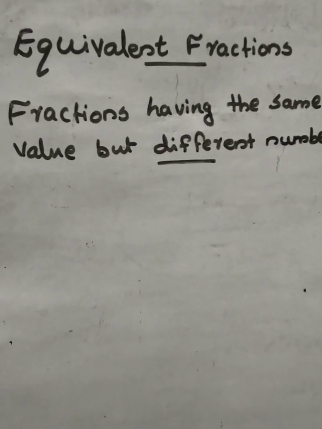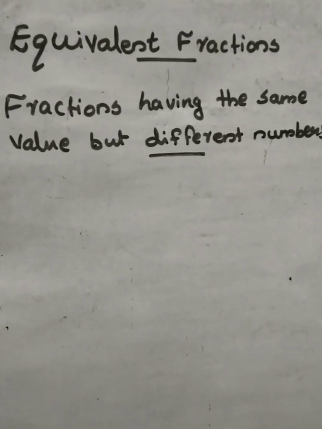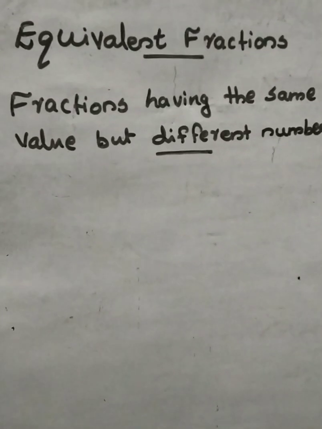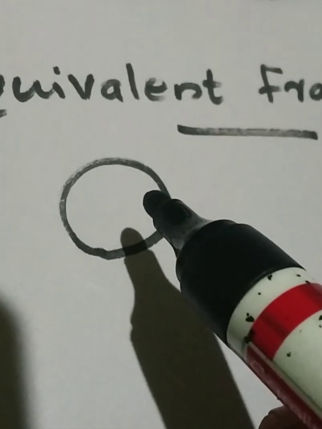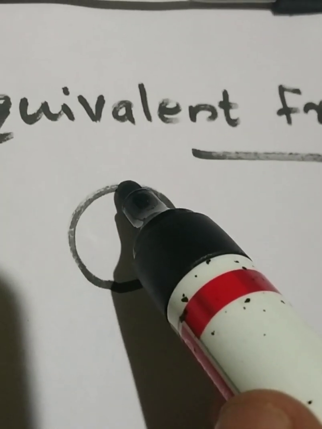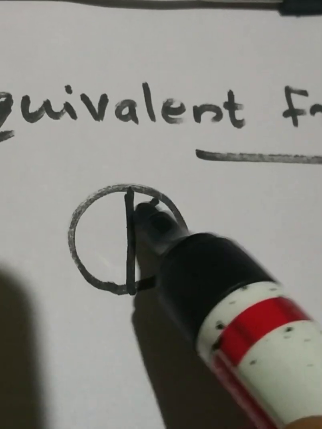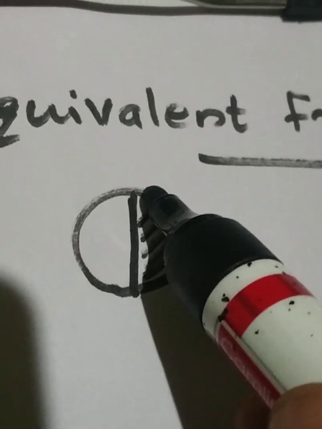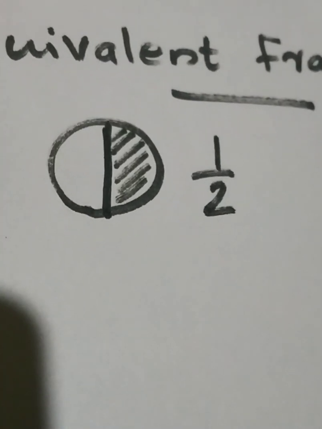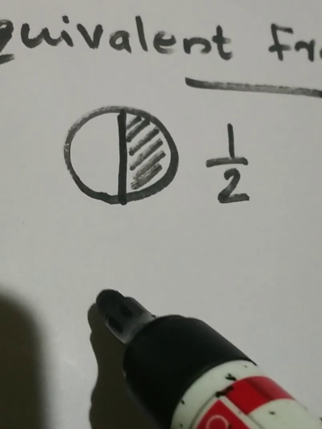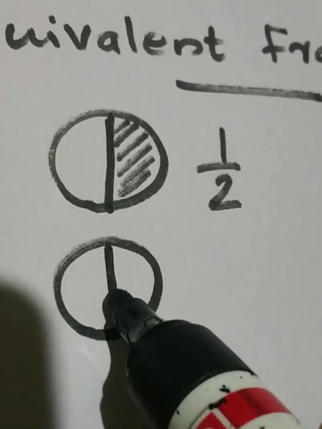Equivalent fractions are fractions having the same value but different numbers. Suppose this is a cake. I have cut this into two pieces. So this is half of this cake, 1 on 2.